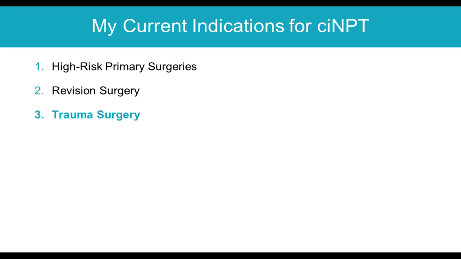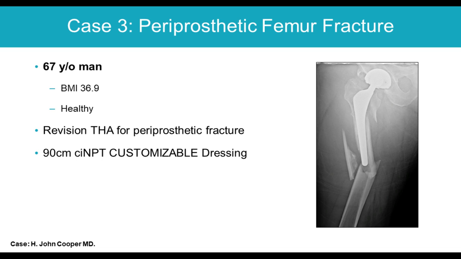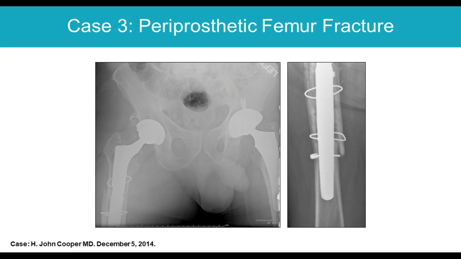My final indication for negative pressure therapy is for trauma patients. And this is the kind of trauma that I typically see. This is a 67-year-old gentleman with a BMI of 37, but otherwise healthy. He came to me with this Vancouver B2 periprosthetic femur fracture and was indicated for revision surgery. We got to him the next day.